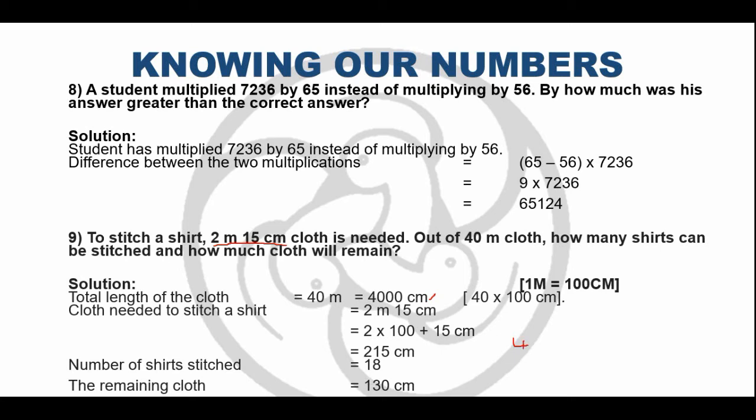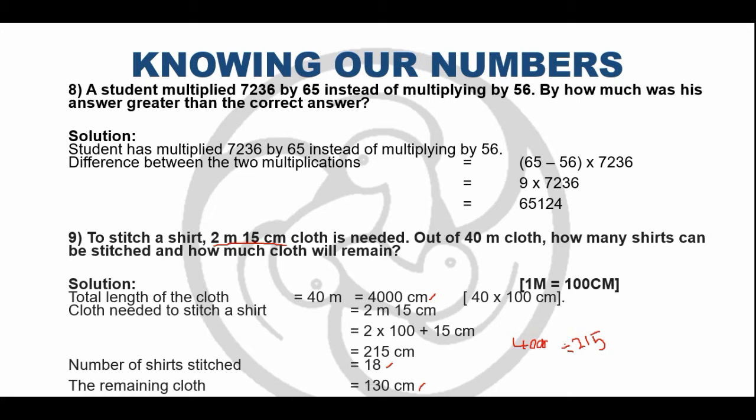4,000 divided by 215. Okay, so whenever I divide 4,000 by 215, I get the answer 18. So the quotient is 18 and the remainder is 130. So the number of shirts stitched is 18 and the remainder is the remaining cloth of the 40 meter cloth. So how many shirts can I stitch here? 18 shirts I can stitch here, and how much cloth remains here? 130 centimeter cloth remains.